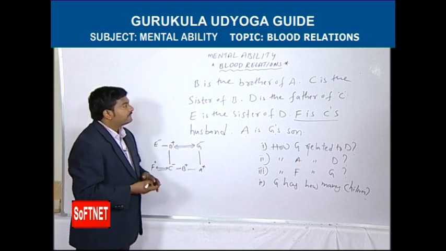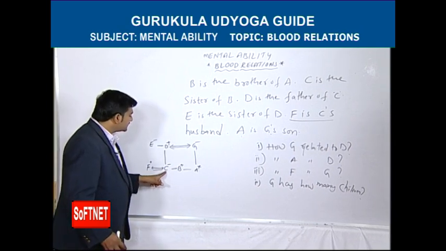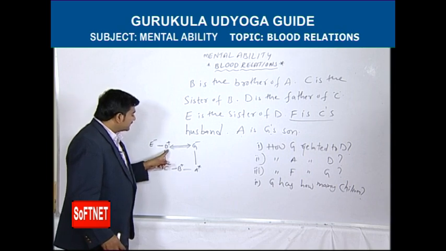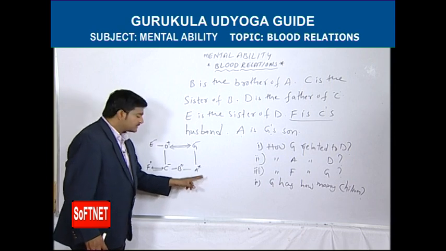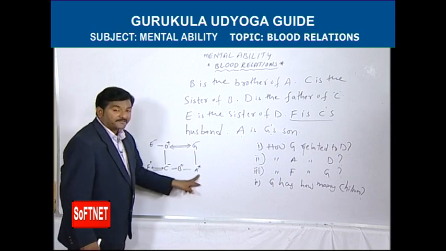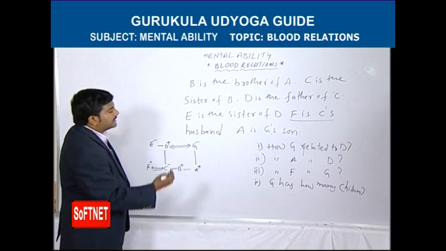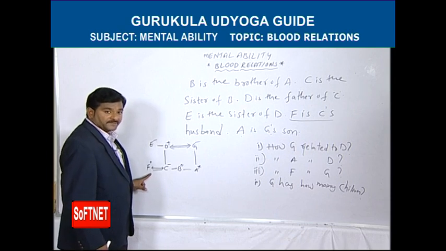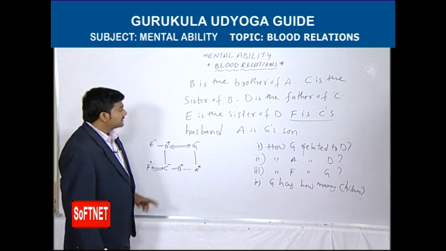D is the father of C. So who is C's father? D. Since D is the father of C, indirectly D is the father of B also, because these three are brothers and sisters. And finally, F is C's husband. Who is C's husband? F. Since F is male gender, here it is female gender.